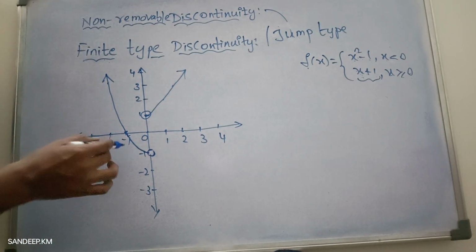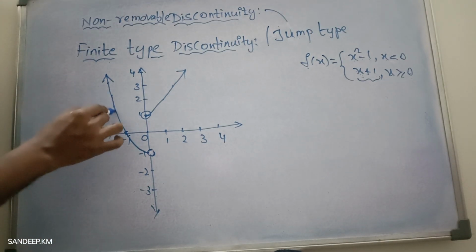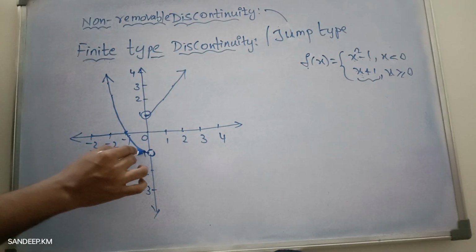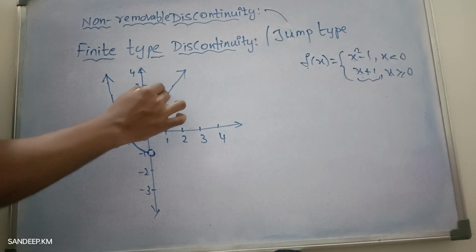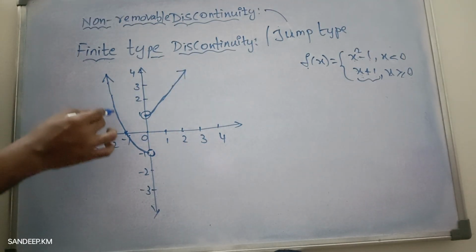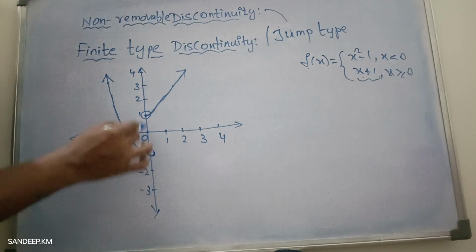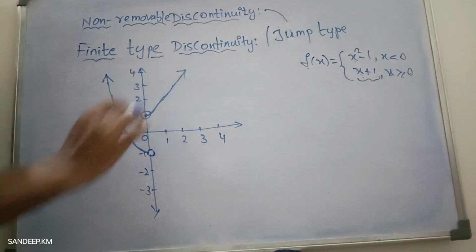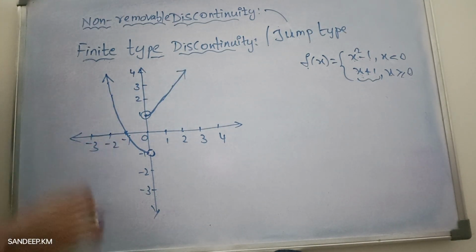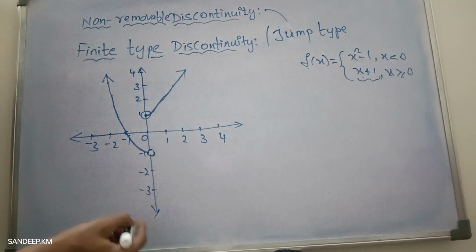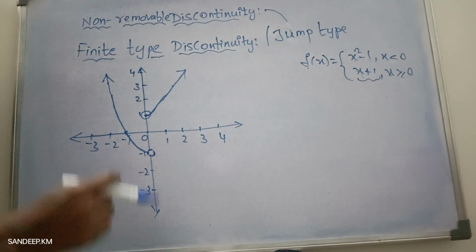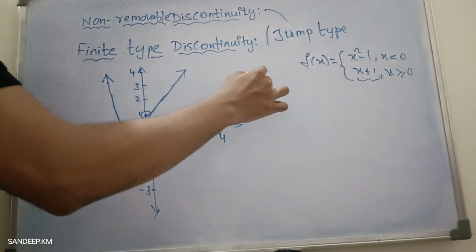Observe one thing, dear students. If I want to draw the graph, I will come like this. But you cannot draw the graph continuously. You have to lift your hand, you have to jump to this output, and you should go like this. So while drawing the graph, I came up to here and I am jumping to this point and going like this. Correct? For this reason, this finite type discontinuity is also called as what? Jump type discontinuity.